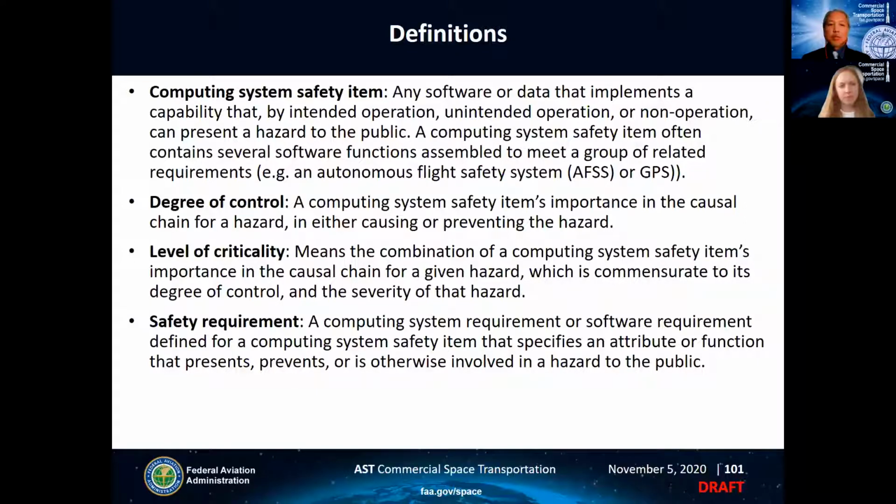Degree of control is another key concept here. A computing system safety item's importance in the causal chain for a hazard is its degree of control. That's either in causing or preventing a hazard. Now, this can be analogous to degree of autonomy, which appears in some software standards. There are a number of ways of assessing degree of control. The key part of it is that it's a measure of the importance of a computing system safety item in a hazard's causal chains.